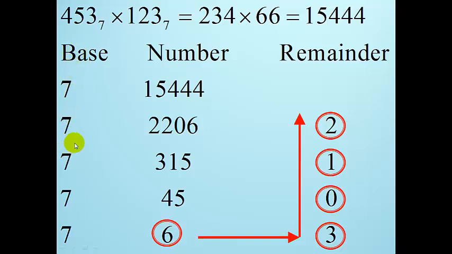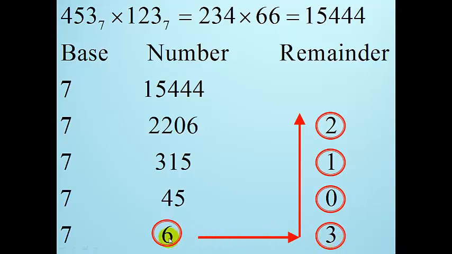Now we have the base because we were working in base 7, so the base is 7. We have the number 15444. Now 15444 divided by 7 equals 2206, and the remainder is 2. 2206 divided by 7 equals 315, and the remainder is 1. 315 divided by 7 is equal to 45, and the remainder is 0. 45 divided by 7 is equal to 6, and the remainder is 3.